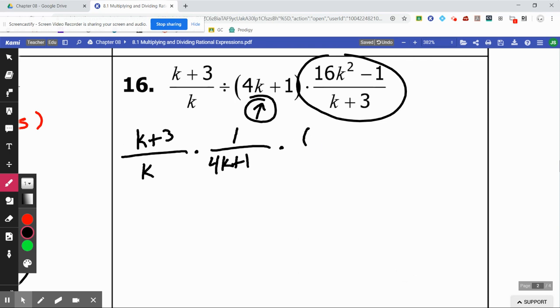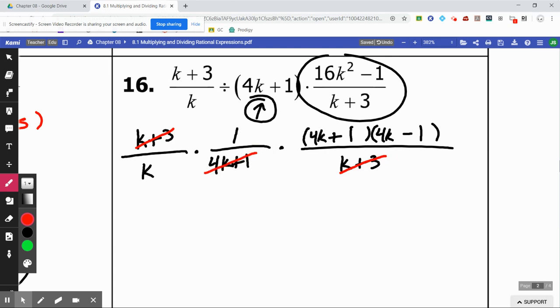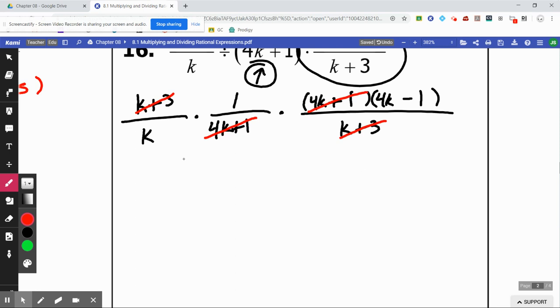Top is going to be difference of squares, which will factor into conjugates. So plus and minus, that'd be a 4k times itself gives you 16k squared. 1 times itself gives you the 1. And a k plus 3 on bottom. So now let's do some canceling. K plus 3s are gone. 4k plus 1s are gone. And I believe that's everything. So you're left with a 4k minus 1 on top, and you're left with simply k on bottom.